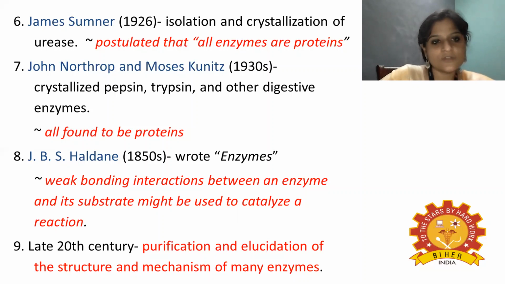Fine. So John and Moses, in the 1930s, crystallized pepsin, trypsin, and other digestive enzymes. This is how a discovery gets its advancement, and now we have advanced processes and technologies for the same concepts. All were found to be proteins, so they supported the postulates from James.